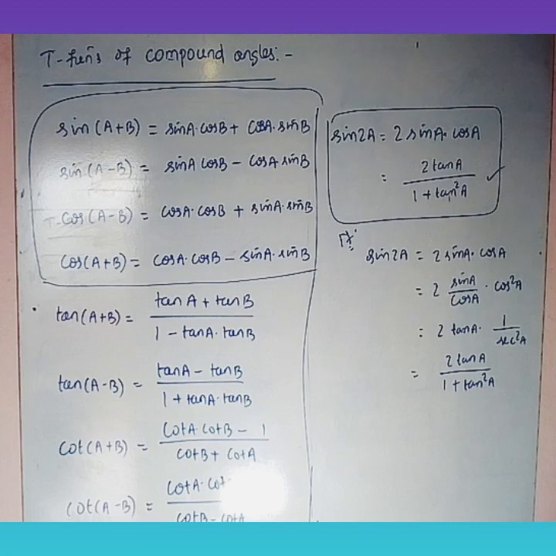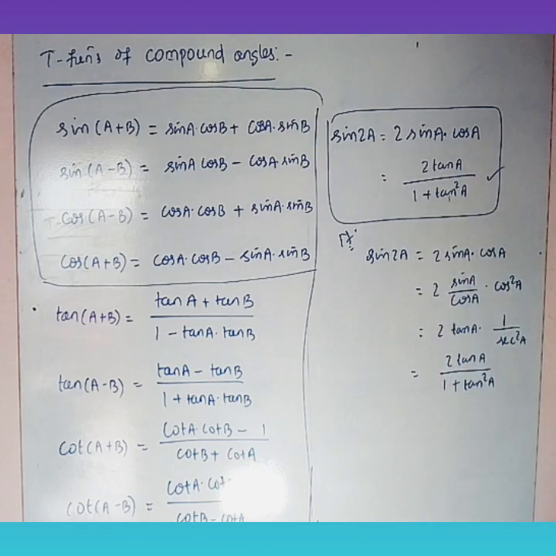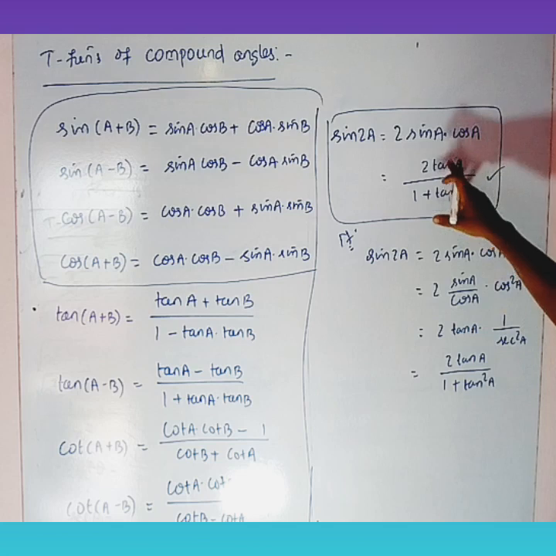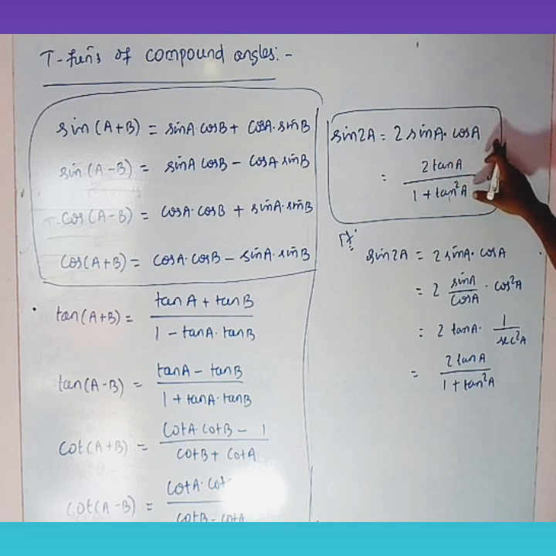So the formula for sin 2A is 2 sin A cos A, and in the form of tan it is 2 tan A by 1 plus tan square A. We can also write sin 2A in the form of sin only. To write it in the form of sin, we can write 2 sin A into the square root of 1 minus sin square A, if A is an acute angle.